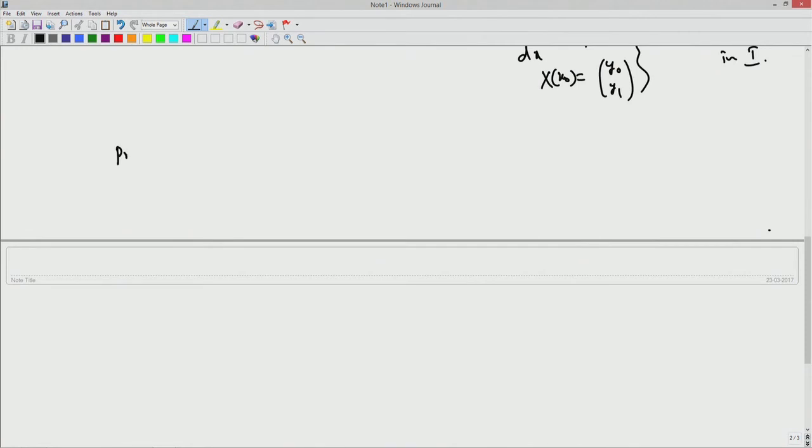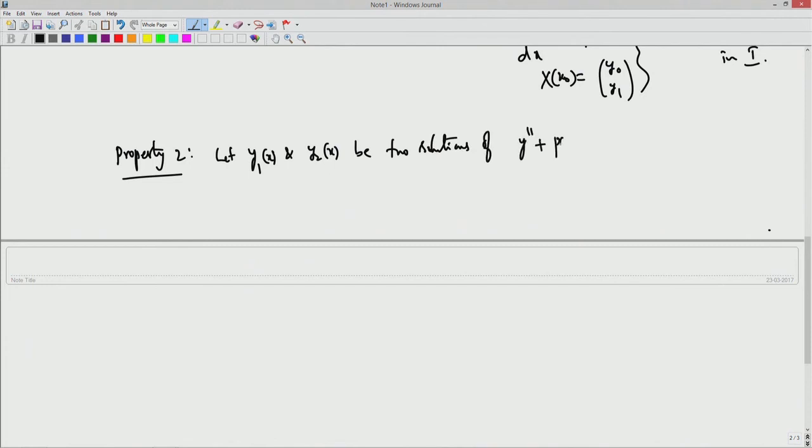Property 2 is, if you are given the second order linear homogeneous equation, let y1 and y2 be two solutions of y double dash plus p of x y dash plus q of x y equal to 0, where x belongs to I.